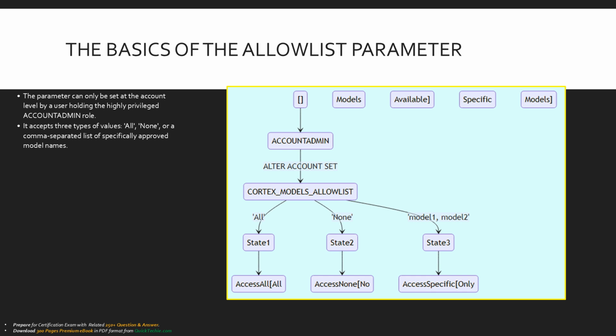This state diagram walks you through the configuration hierarchy and its ultimate outcomes. It starts at the top with the account admin, the only role authorized to execute the alter account command to modify this powerful parameter. From there, the configuration logically forks into three potential states. State 1 is all, meaning every model is globally available. State 2 is none, meaning no models are available by default across the board. State 3 represents a targeted approach, where you provide a specific, curated list of models. The final output boxes show exactly what the end users experience based on the administrator's chosen configuration state.